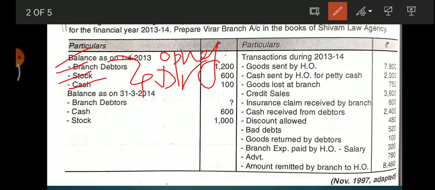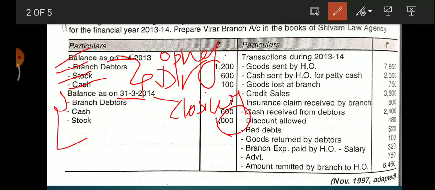The next one is the balance as on 31st March 2014. We will consider 31st March as the closing, so it is nothing but the closing balance of assets. And the closing balance of assets will go on the credit side of the branch account.